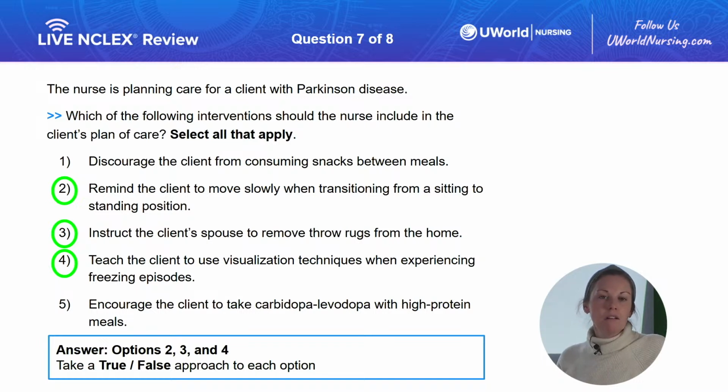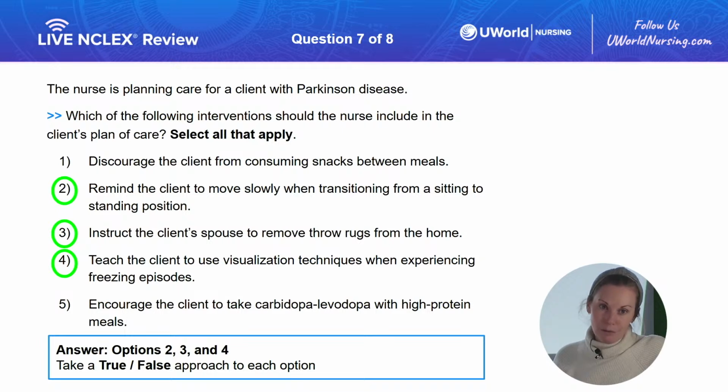So clients with Parkinson's can experience hypotension. So any position change, we want to encourage them to do slowly. We want to make sure from lying to sitting, sitting to standing, that we're doing it slowly, they're taking their time, and there's a support person with them. We want to make sure that we're removing throw rugs.